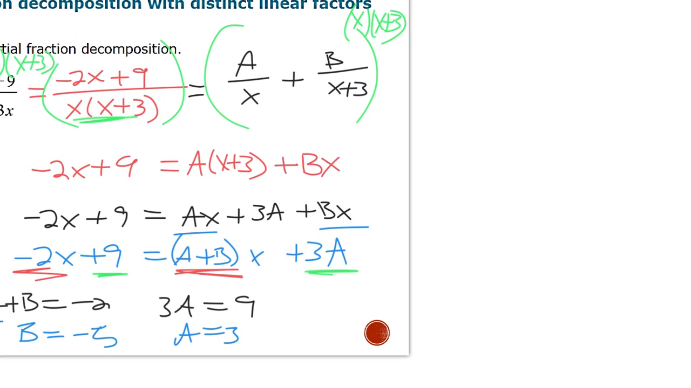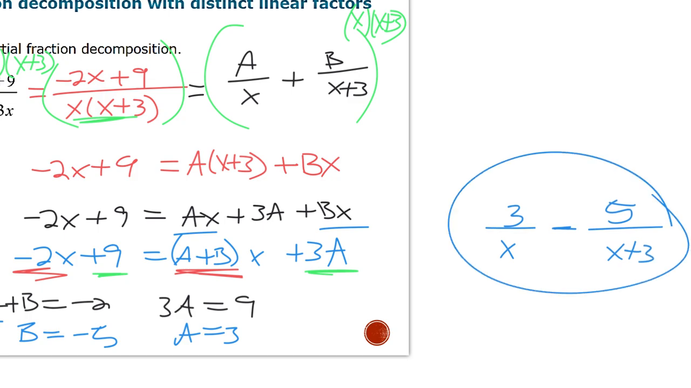So we would end up getting a value of 3 over x, and then since it's a negative 5, we're just going to put the negative instead of a plus sign, and we'll put 5 over the x plus 3 as that final answer here for that partial fraction decomposition.